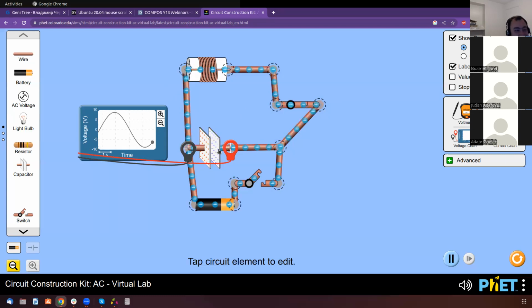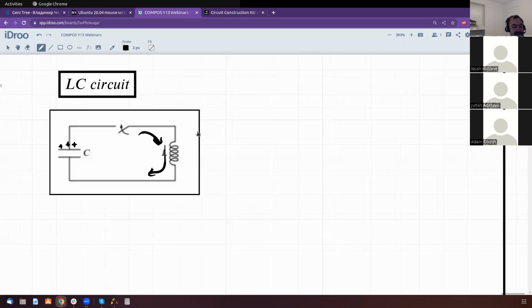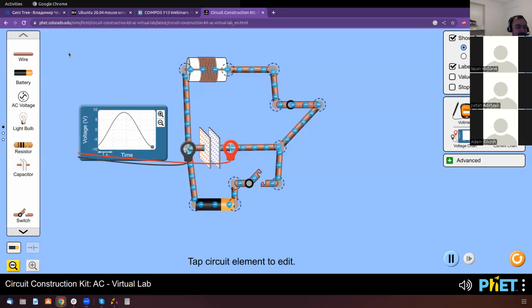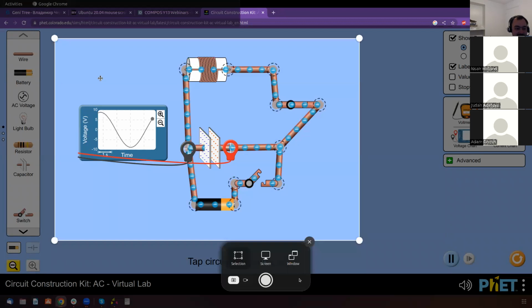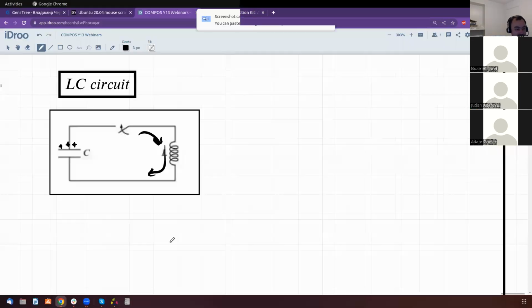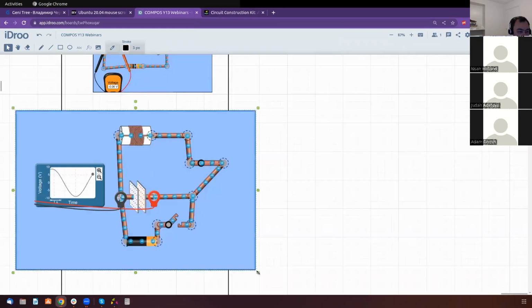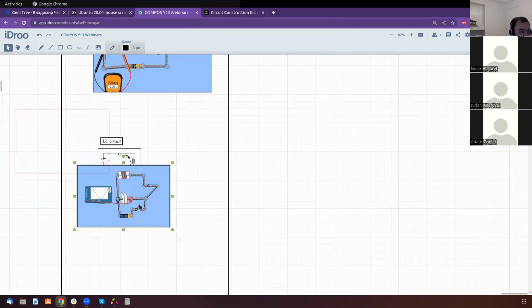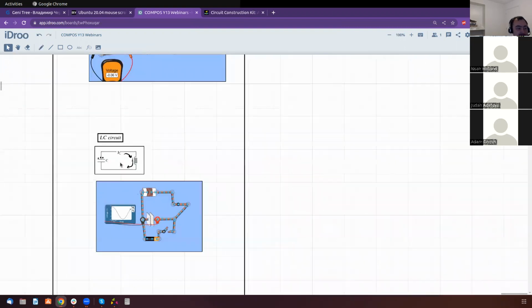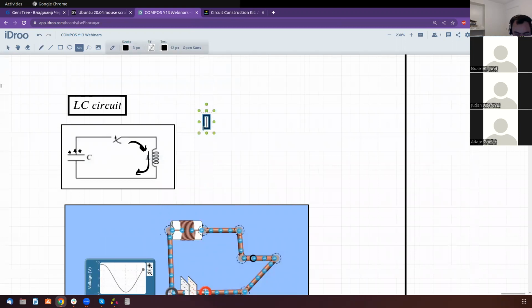Yeah. So this is a very interesting circuit, and it obeys the same law as simple harmonic motion, and I will show this to you. So let me take a snapshot. Once the capacitor is discharged, the inductor keeps the current flowing, charging the capacitor in the opposite direction. Let's make a note of this.